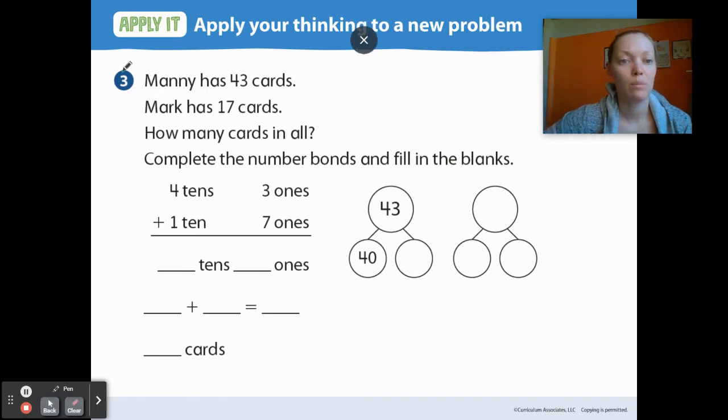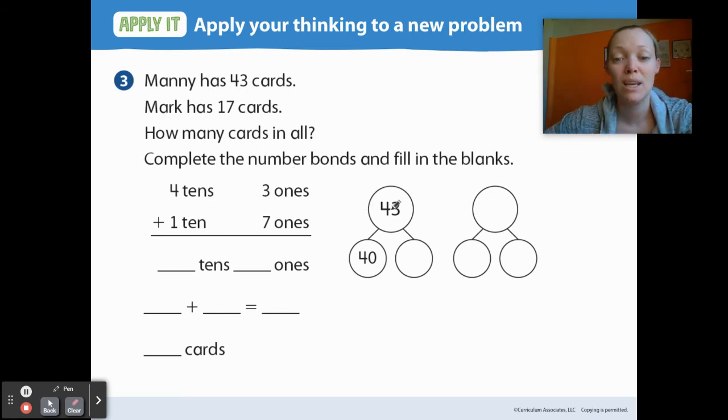This is problem number 3. Manny has 43 cards. Mark has 17 cards. How many cards in all? So we have two two-digit numbers that we're adding together to figure out how many in all. Complete the number bonds and fill in the blanks. Notice there's number bonds here that you're going to want to fill in, and then they also stacked your 10s together and stacked the 1s together.